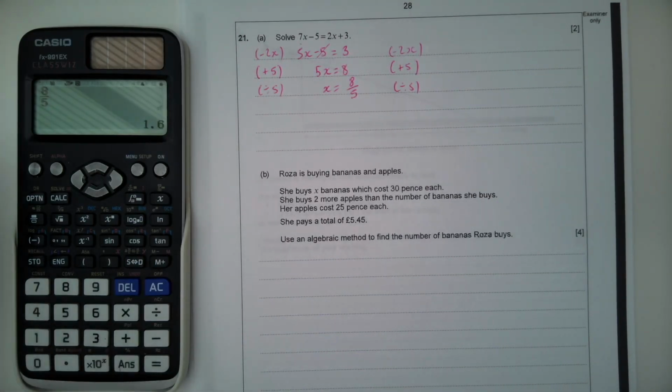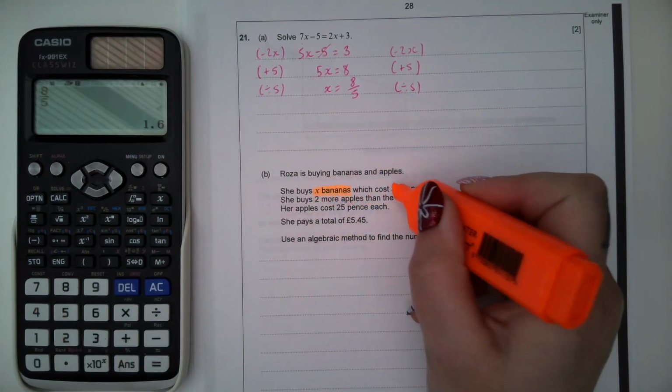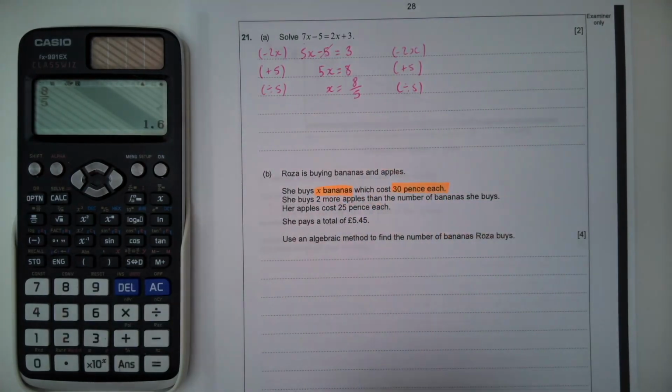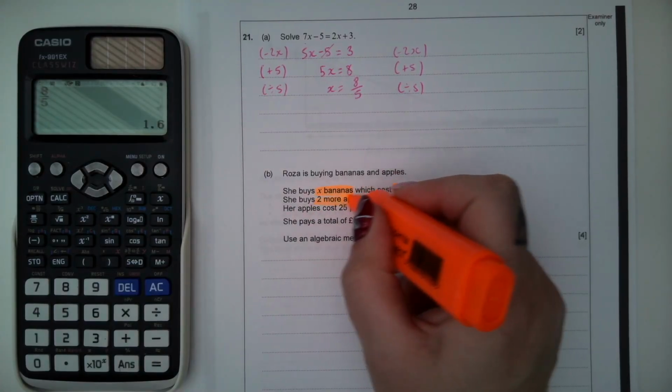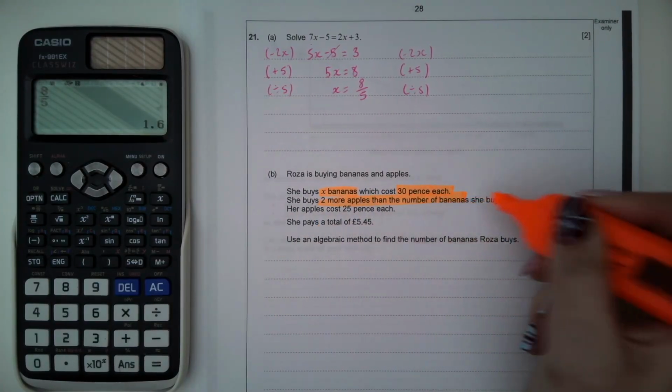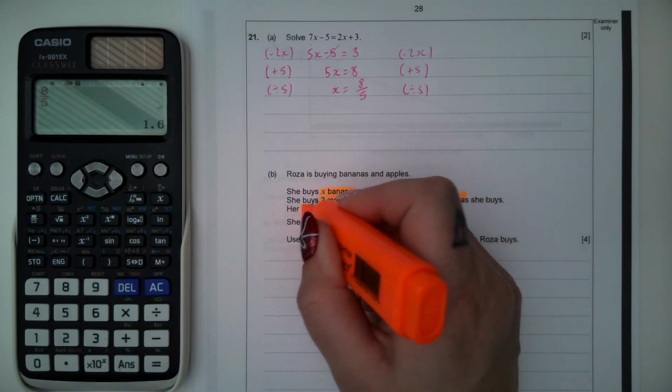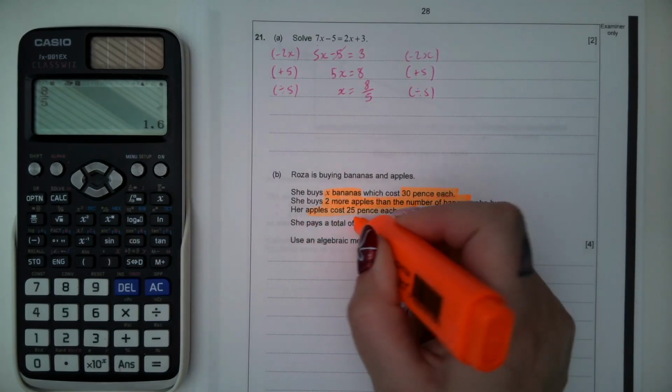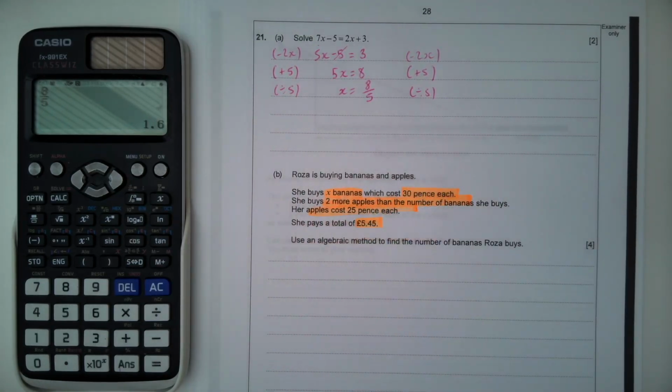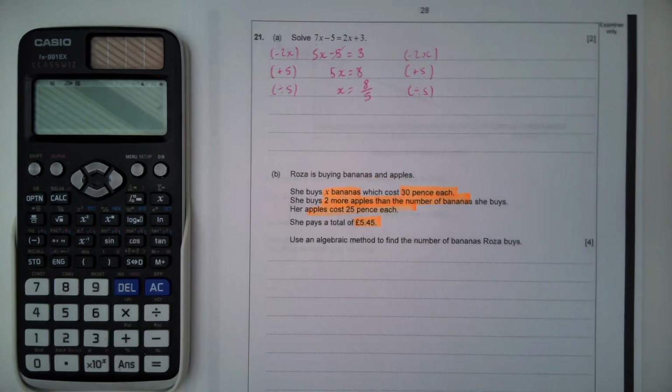Part B. Rosa is buying bananas and apples. She buys X bananas that cost 30p each. She buys 2 more apples than the number of bananas. Apples cost 25p each. She pays £5.45 in total. Use an algebraic method to find the number of bananas Rosa buys.